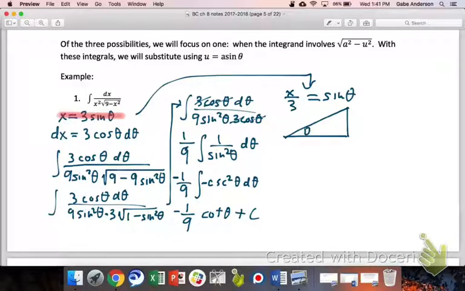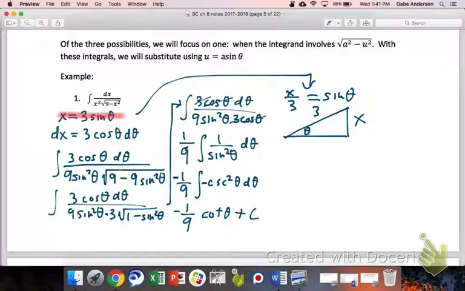So I'm going to say theta is there. So sine of theta would be opposite over hypotenuse. So I'd say the opposite side would be x. Hypotenuse is 3. I'm supposed to do the cotangent of that angle. So cotangent would be adjacent over opposite. What am I missing? I don't have the adjacent.